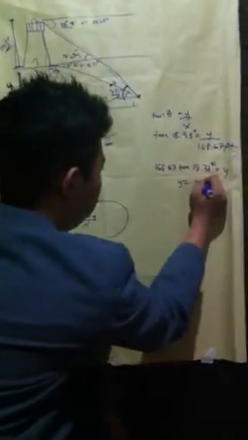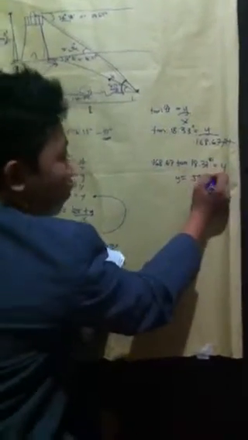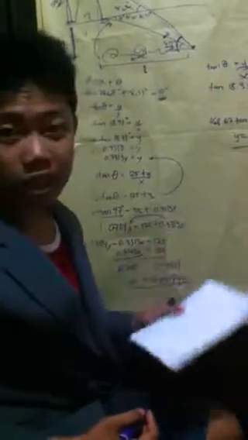Then pressing it in calculator, it will result as y equals 55.88 feet. And we can conclude that this y, 55.88 feet, is the height of the cliff. Case closed.